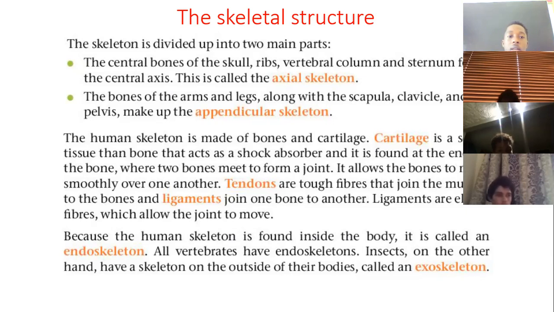All right. Now, the human skeleton is made up of bones and cartilage. Cartilage is a softer tissue than bone that acts as a shock absorber, and it is found at the end of the bone. So it is found at the end of this. Do you know what this bone is called? Let me just show you. What is this bone called? From your clavicle to your elbow. What's that bone called? From here to here. You know?